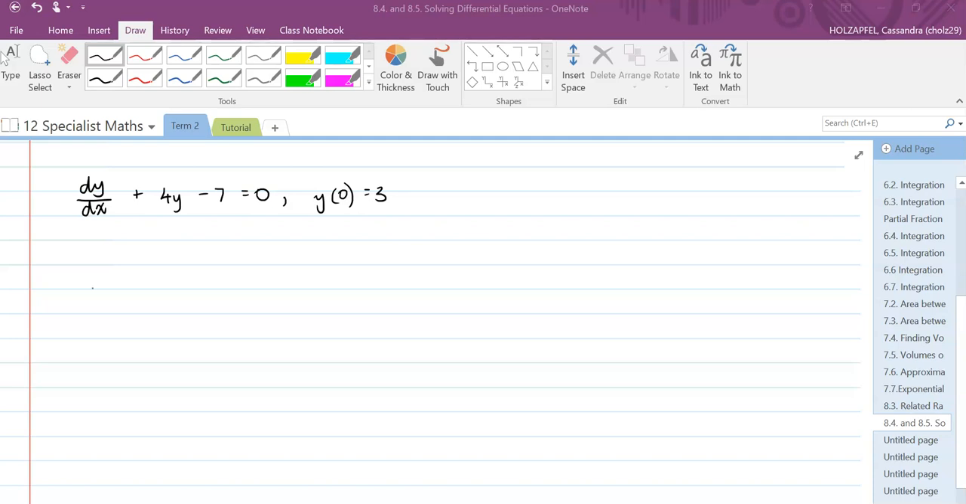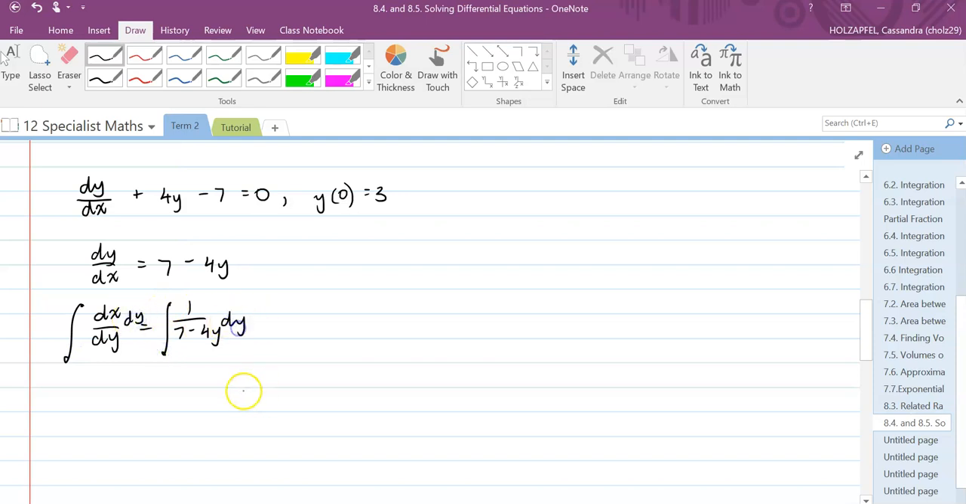So let's go ahead and rearrange this equation so that we have dy over dx is going to be equal to 7 take away 4y. This time, since we're integrating with respect to our variable y, I'm actually going to invert these. So we have dx over dy is equal to 1 over 7 minus 4y. So now we can go ahead and take the integral of both sides, but now we're going to do it with respect to y.